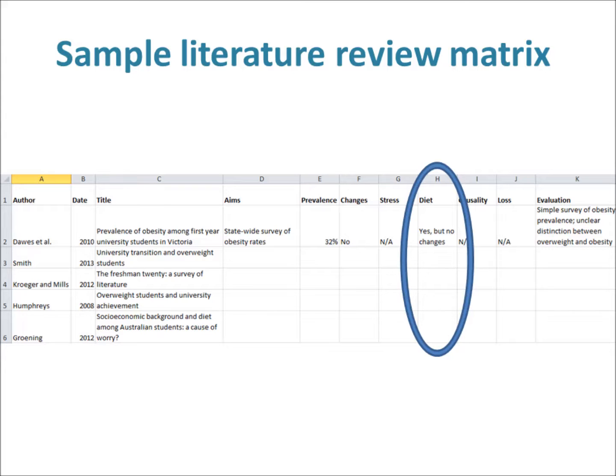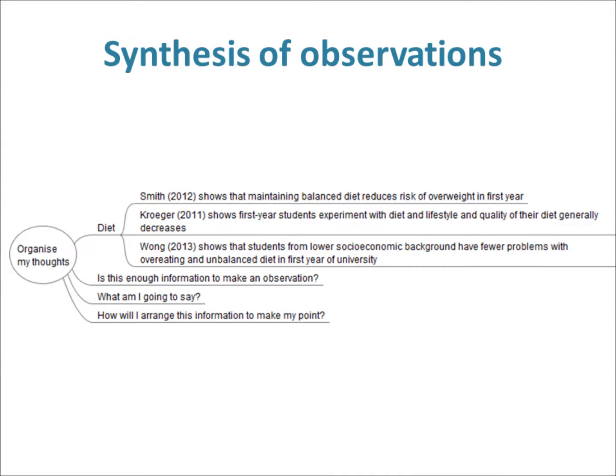Once you gather enough material on a subject, you may use a mind map once more to organize your thoughts about a theme. In this case, we have three sources discussing the role of diet. Smith shows that maintaining balanced diet reduces risk of overweight in first year. Kroger shows that first-year students experiment with diet and lifestyle, and quality of their diet generally decreases. And Wong shows that students from lower socioeconomic background have fewer problems with overeating and unbalanced diet in first year of university.